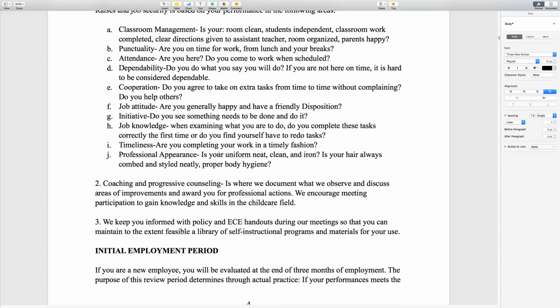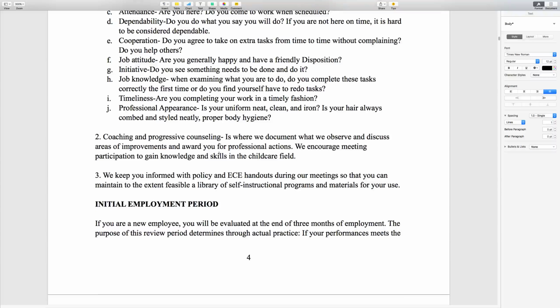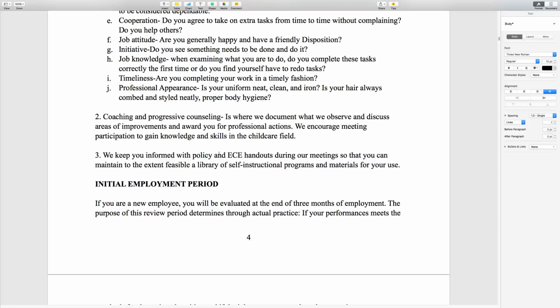The next one is coaching and progressive counseling. Of course, if I'm going to coach the world, I'm going to coach my staff. So this is where we document, observe, and discuss areas of improvement for professional action. And a lot of times when people don't understand that, you have a role as a business owner to observe and provide progressive counseling. Make sure that you express this clearly during your staff orientation, so that they'll understand that it's not personal. This is business. I'm observing you to make sure that I can reward you for your professional actions. If I can't, I want to make sure I get you to the place where you need to be.